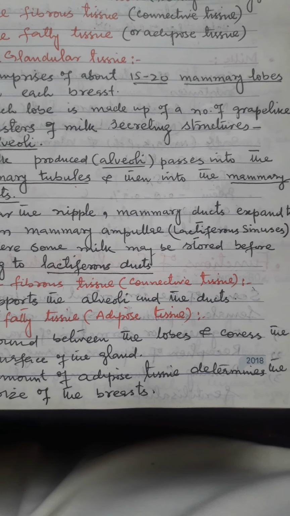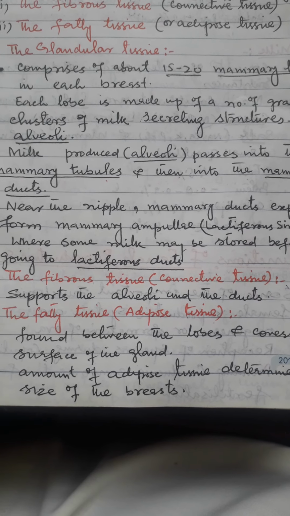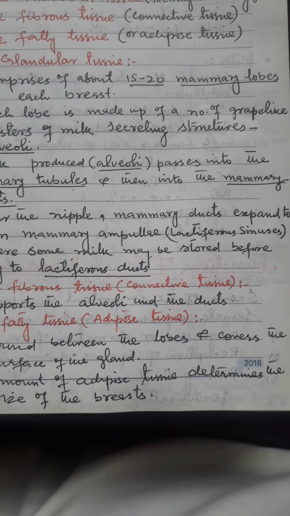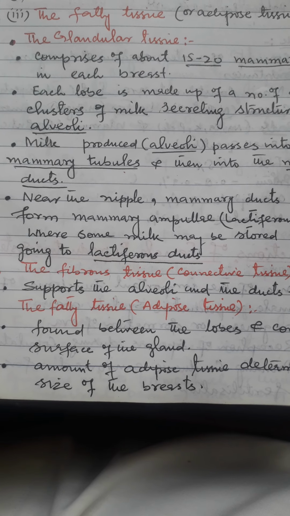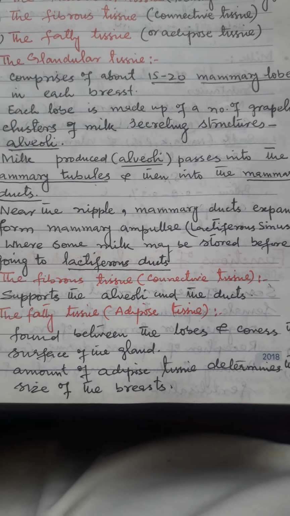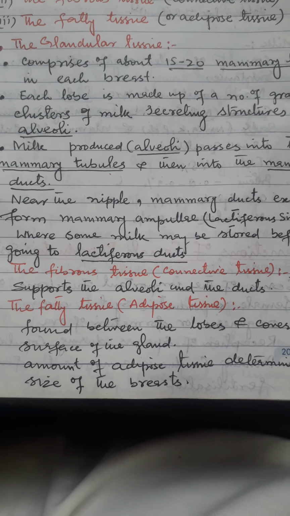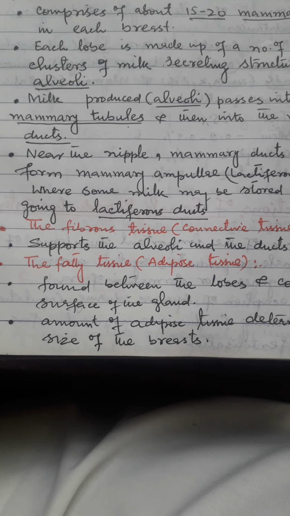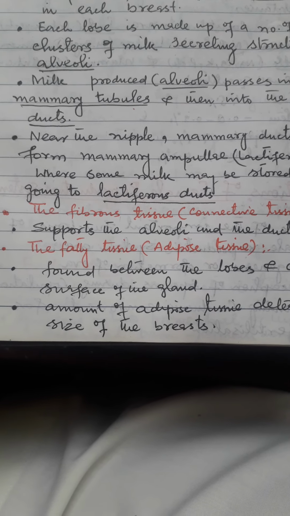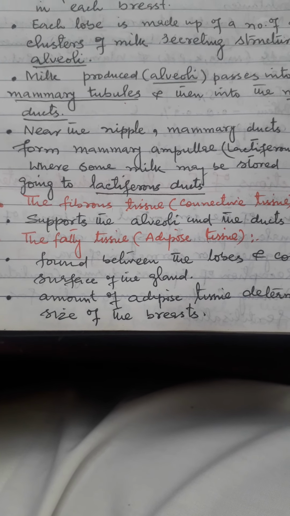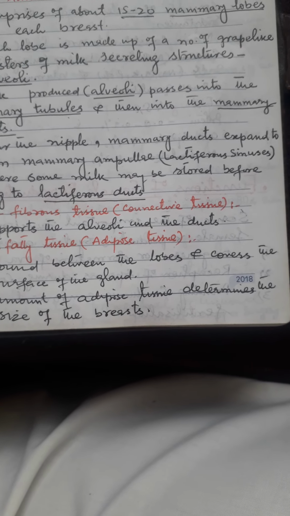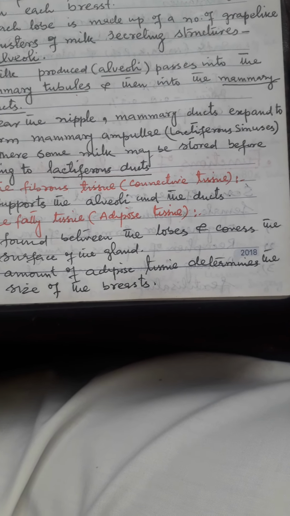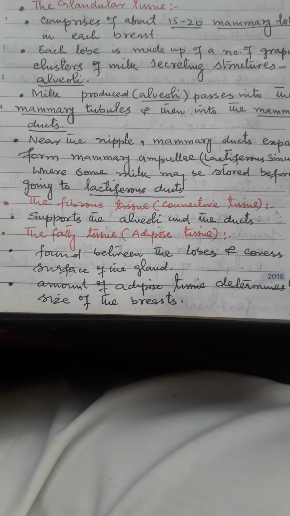Near the nipple, mammary ducts expand to form mammary ampullae, which are also called lactiferous sinuses, where some milk may be stored before going to lactiferous ducts. The fibrous tissue or the connective tissue supports the alveoli and the ducts. The fatty tissue or the adipose tissue is found between the lobes and covers the surface of the gland. Amount of adipose tissue determines the size of the breasts.